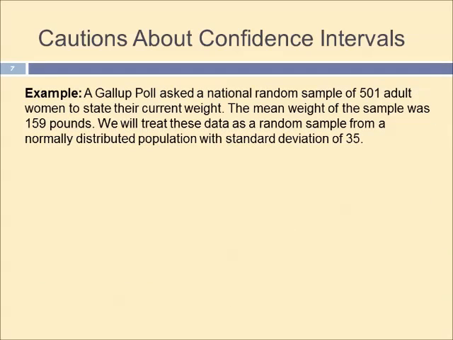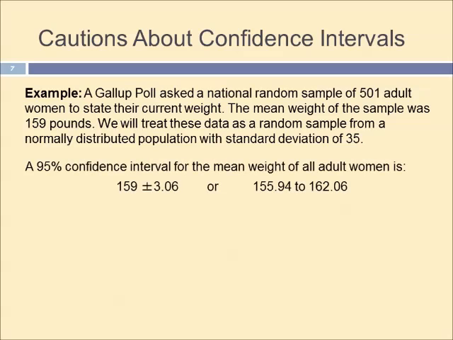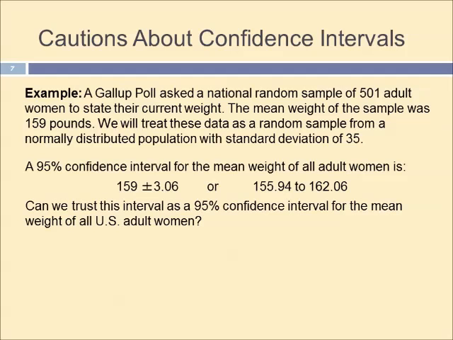So here's an example. A Gallup poll asked a national random sample of 501 adult women to state their current weight. The mean weight of the sample was 159 pounds. We will treat these data as a random sample from a normally distributed population with standard deviation of 35. We construct a 95% confidence interval for the mean weight of all adult women, and we find it's between about 156 and 162. Question: can we trust this interval as a 95% confidence interval for the mean weight of all U.S. adult women?